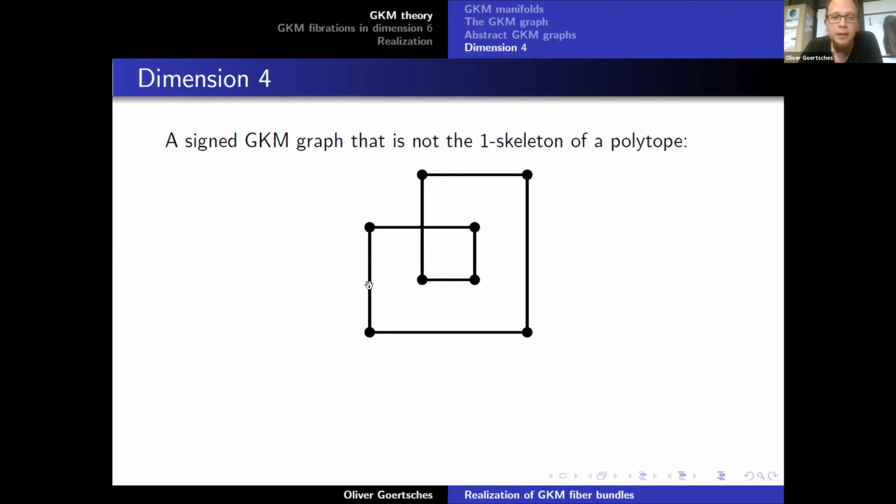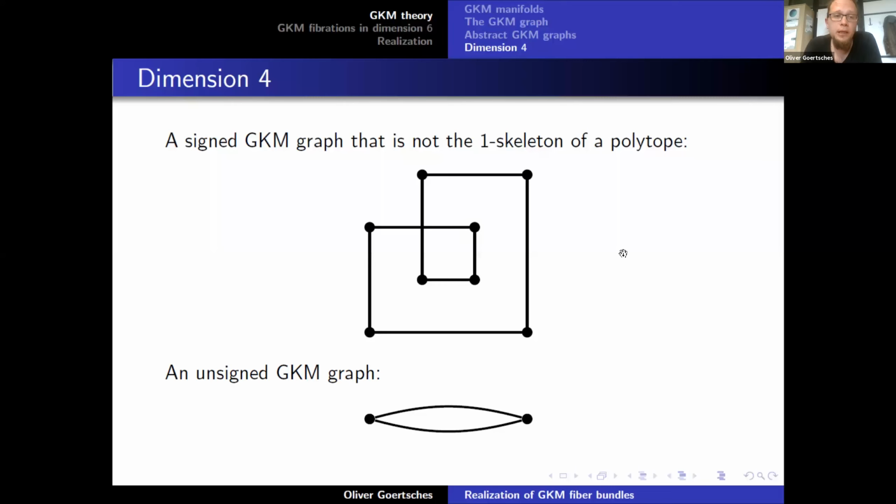When I slide an edge here along this edge, I get this edge, and it points in the right direction, in the same direction. So I don't flip to the other side. So the signed GKM condition is still satisfied. So this here is a signed GKM graph that cannot come from a toric symplectic action.